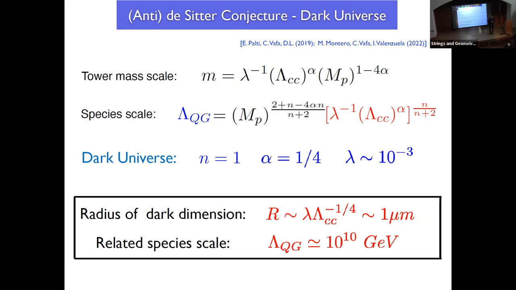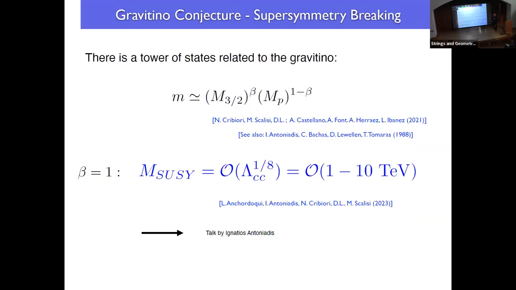And I regard this also as a very nice example of what I called UV-IR mixing at the beginning, because you see that the UV cutoff scale really depends essentially on the infrared scale, which is the cosmological constant in this case. As I said, the dark universe is a very nice application here. Putting in experimental constraints, one has to choose for the number of extra dimensions n equal 1. The parameter alpha is fixed to be 1/4, and also this parameter lambda can be determined. And then it turns out that the radius of the dark dimension, of this extra dimension, is about 1 micrometer, which is even accessible to future experiments. So you see there's a very dense tower of states in this case, but applying this formula, you get that the related species scale is now of the order of 10^10 GeV.